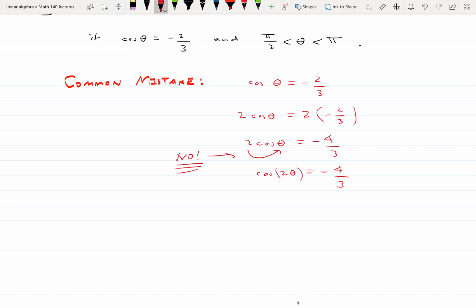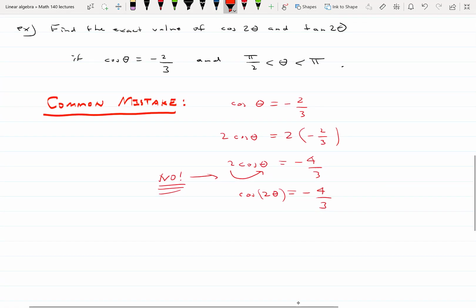What's the minimum value of the cosine of any angle? It's negative 1. And negative 4/3 is less than negative 1. So this is absolutely impossible. You can't take the cosine of a real angle and get something less than negative 1. It just won't happen. So it's pretty obvious that this is a mistake.